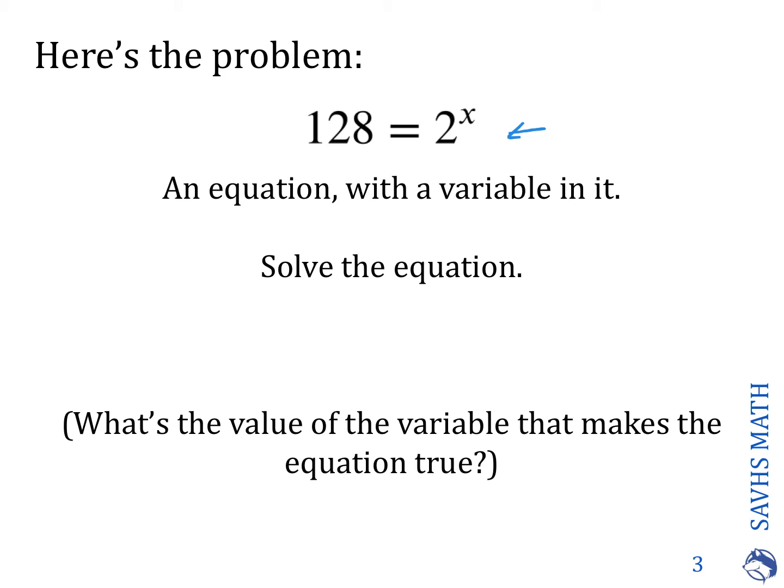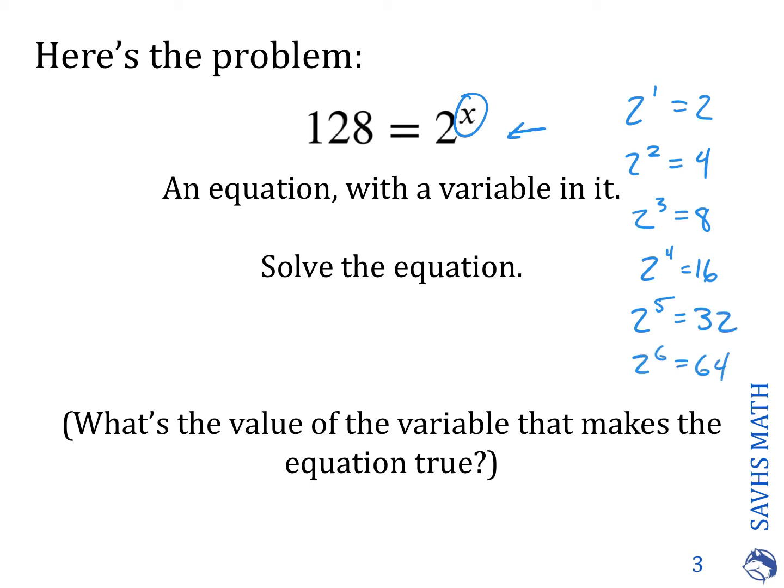We could probably think about this one. We could say 2 to the 1 is 2, 2 squared is 4, 2 to the third is 8, 2 to the fourth is 16. And if we kept going, we'd eventually get there. 2 to the seventh is 128. So we can see that the 7 is what the x is, but this is not the best method.